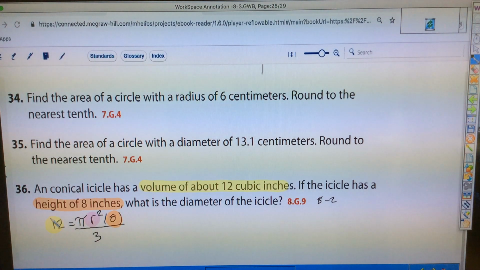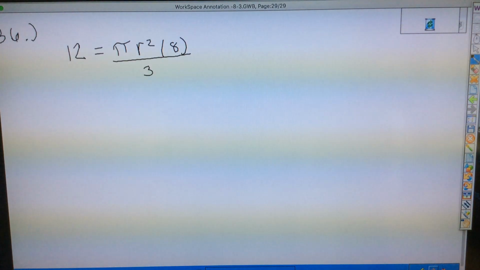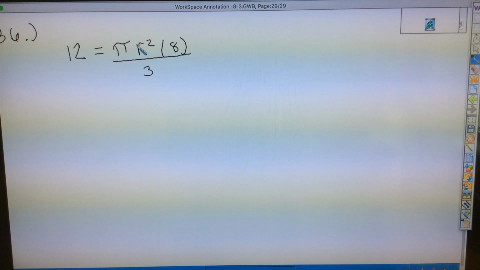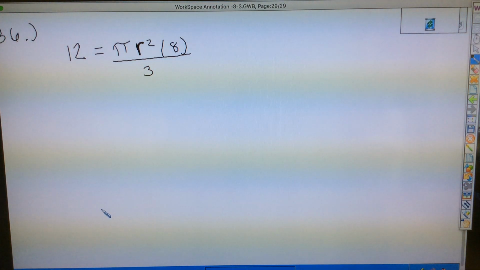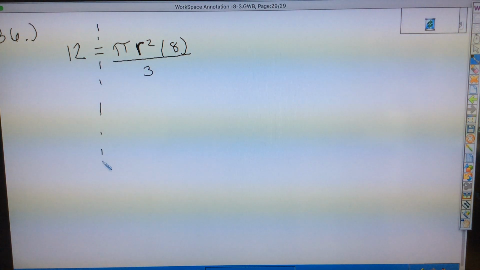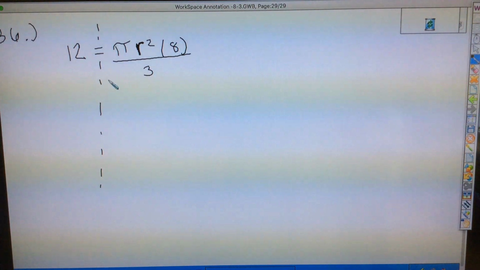Okay, so I went ahead and I plugged in what I knew. I know the volume is 12. I know the height is 8. Basically, I'm trying to solve for the radius. Okay, so just like last time, you're trying to undo everything that's been done to the unknown variable. In this case, it's r. This is algebra. Draw your barrier. You're going to undo divided by 3 by multiplying.